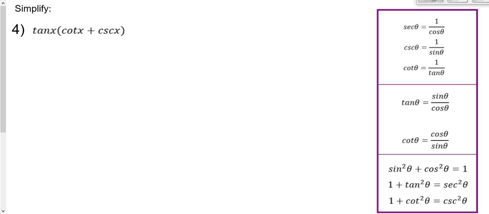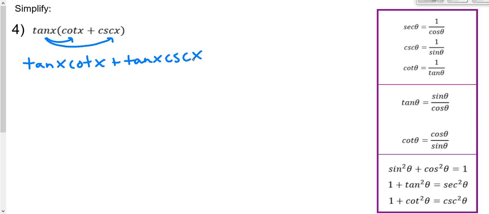Number 4. Now sometimes it just says simplify. Sometimes there's no guidance. What we can do is rely on our previous knowledge of what we did in previous problems to simplify, like maybe we're going to change things to sines and cosines. Maybe not. We'll just see what happens. At this point, we have something that we can distribute, so we're going to multiply tangent x and cotangent x, and then we'll multiply tangent x and cosecant x. So we have tangent x times cotangent x plus tangent x times cosecant x.